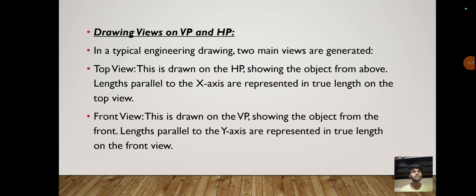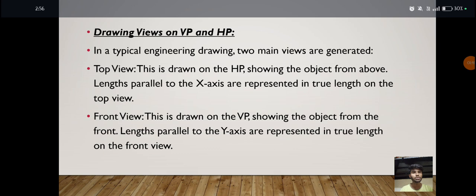Drawing views on VP and HP. In a typical engineering drawing, two main views are generated. Top view: this is drawn on the HP, showing the object from above. Lines parallel to the XY line are represented in true length on the top view. Front view: this is drawn on the VP, showing the object from the front. Lengths parallel to the XY line are represented in true length on the front view.